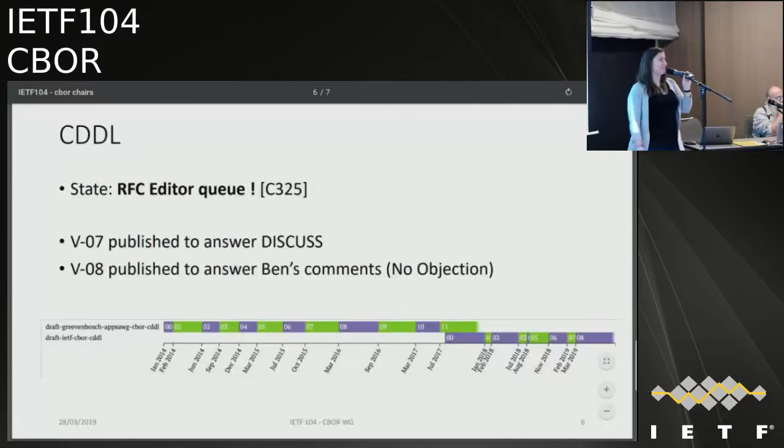CDDL, congratulations. So it's now in the RFC editor queue. So good to know it's in cluster 325. So this is unblocking a number of documents in Anima. So that's great. Just for your information, there were 2 versions published. Version 7 was published to answer discuss, and then version 8 was published to answer some comments that were leftovers. So that's it. I haven't counted how many versions that is actually. I think it's 19. But yeah, congratulations. So Carsten, you can come and take over now.